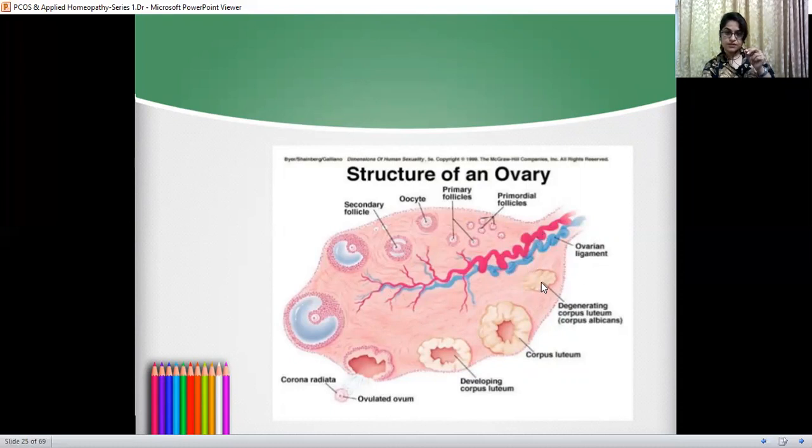Ovulation occurs. This is the corpus luteum. When a graafian follicle, or a tertiary follicle, or a mature follicle bursts, it gives the ovum, and the remaining portion is called the corpus luteum. Developing corpus luteum. This is the ovulated ovum.